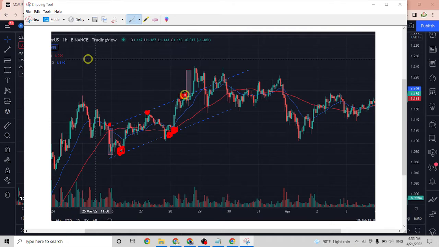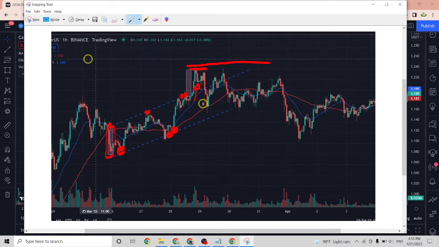Sell 30 or 40%, and then you observe, does it break this? If it breaks this, it will come to this. How do you know it will come to this? You draw this rectangle from support to resistance and copy and paste it here. If it breaks this resistance, it will come up here, so you can sell it.